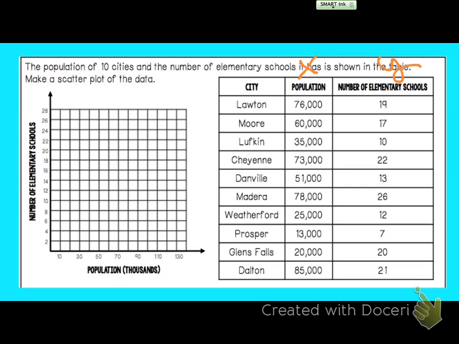What I need you to do to make sure that we all know how to plot is plot all of these cities' population and the number of elementary schools. For example, Lawton has 76,000 people and 19 elementary schools. It's not going to be exact, but it's going to be right in here between 70 and 80. And then they have 19, so it's going to be right about here. Go ahead and do the rest on your own, and then we'll come back.